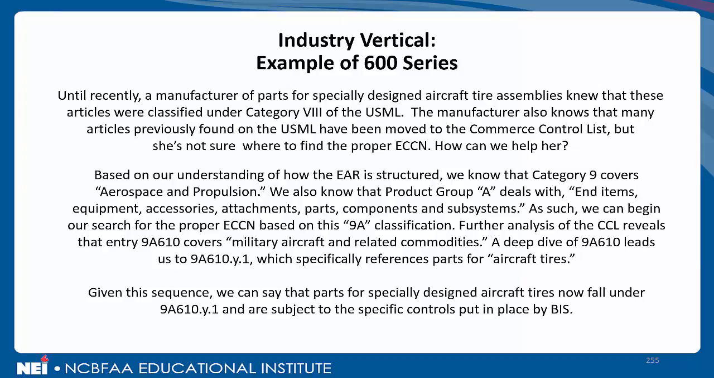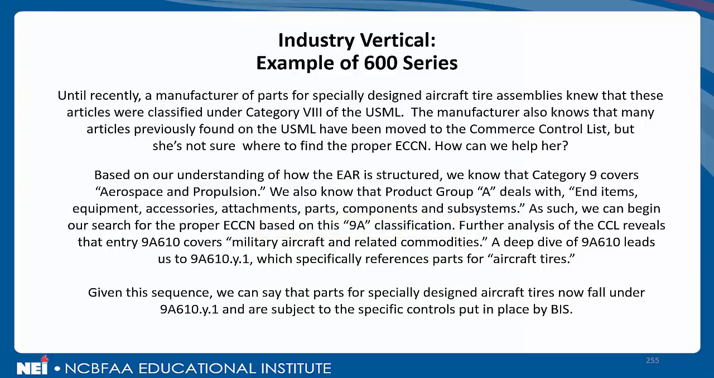Based on our understanding of how the EAR is structured, we know that Category 9 covers aerospace and propulsion. This takes us back to our discussion on categories. We saw a bunch of examples on that, but Category 9 covers aerospace and propulsion. We also know that Product Group A deals with end items, equipment, accessories, attachments, parts, components, and subsystems. As such, because we're dealing with aircraft tire assemblies, we can begin our search for the proper ECCN based on the 9A classification. Of course we can.